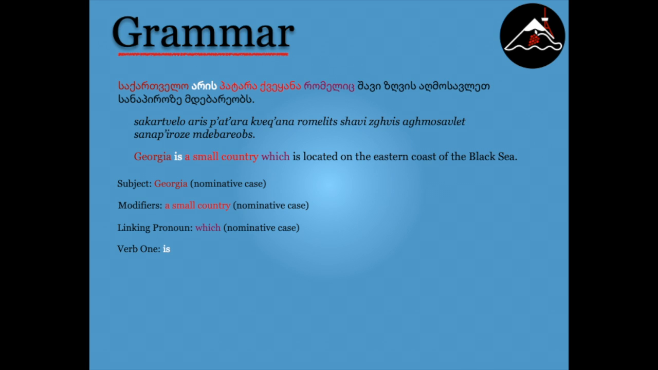Following the word which is Black Sea, which is in the genitive case because we are discussing its eastern coast. Notice how Black Sea is in the genitive case in Georgian as it is in English. Eastern coast is in the dative case because it uses the dative suffix ze, meaning on. Finally, it's the second verb, located, which ends the sentence of the second clause.